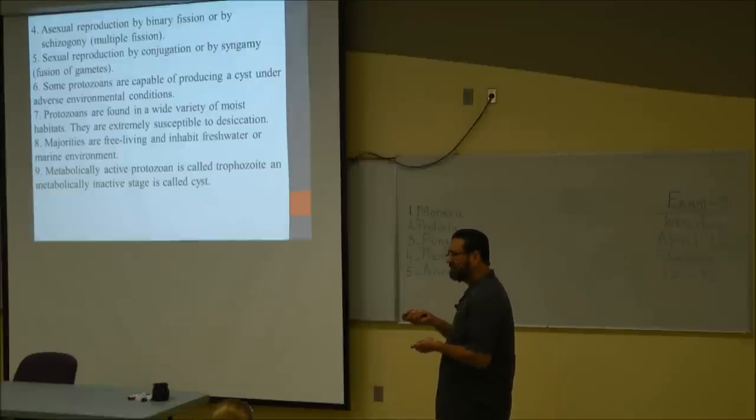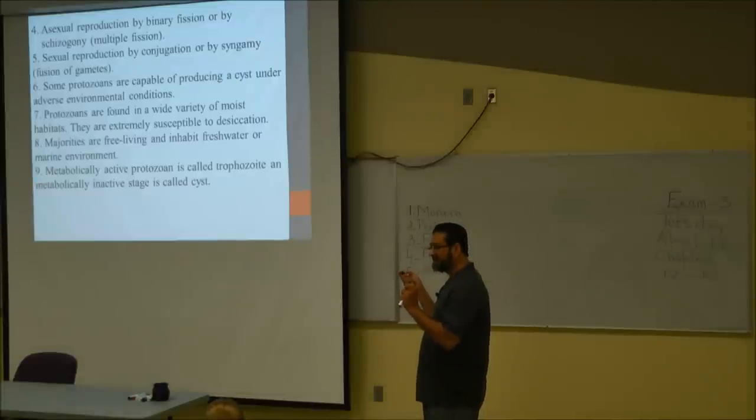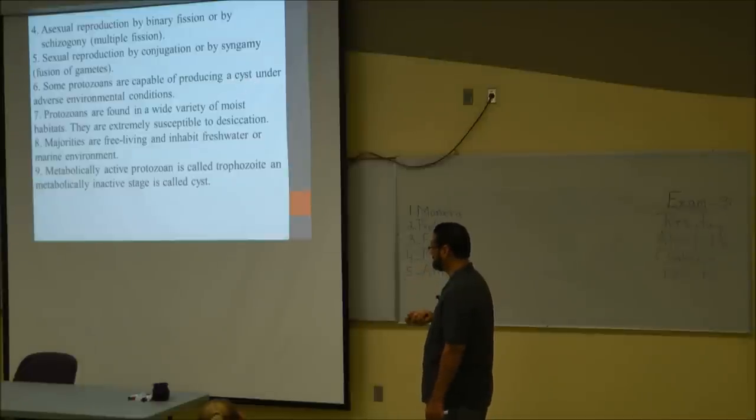Like bacteria, when the conditions are unfavorable, they produce what? Endospore. There are some protozoans that, when the conditions are no good, turn into a cyst. But cysts are not as tough as endospores. Many endospores can survive boiling for several hours. But cysts can be destroyed by boiling very easily. So they are not as resistant as endospores. But there are some protozoans that can produce cysts under adverse conditions.